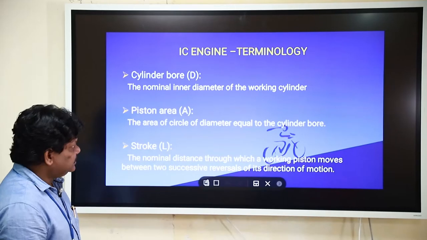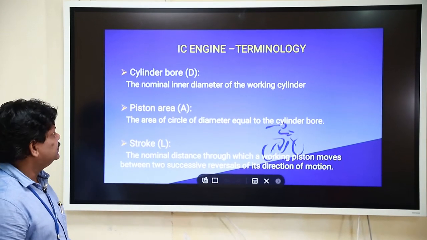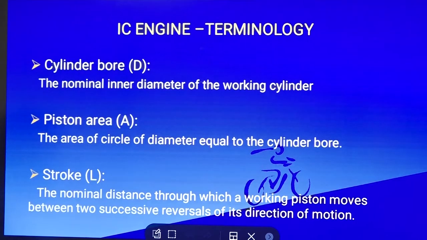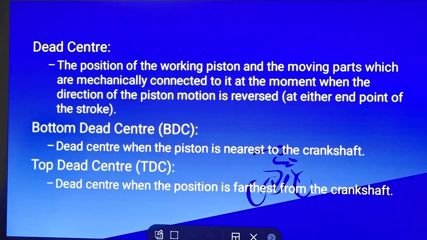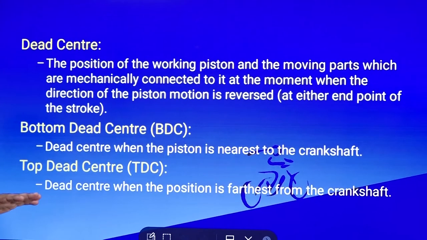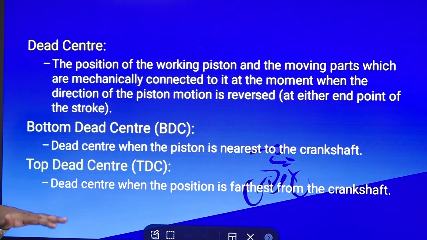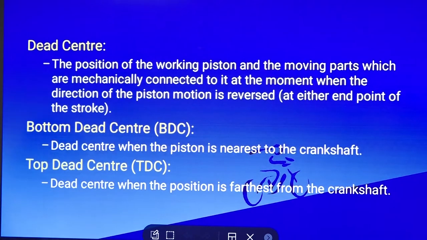Now there is some IC engine terminology: cylinder bore, piston area, all of which are known to mechanical engineers. Cylinder bore is nothing but the diameter, and then the area. Stroke length is the distance travelled between top dead center and bottom dead center. When you multiply this area and this length, you get the stroke volume. And you have two types of dead center. The position up to which the piston reaches its maximum is known as top dead center, and when it reaches the bottom, it is known as bottom dead center.